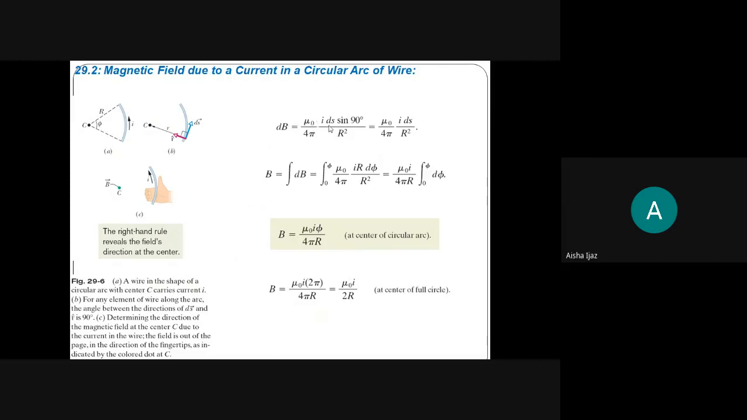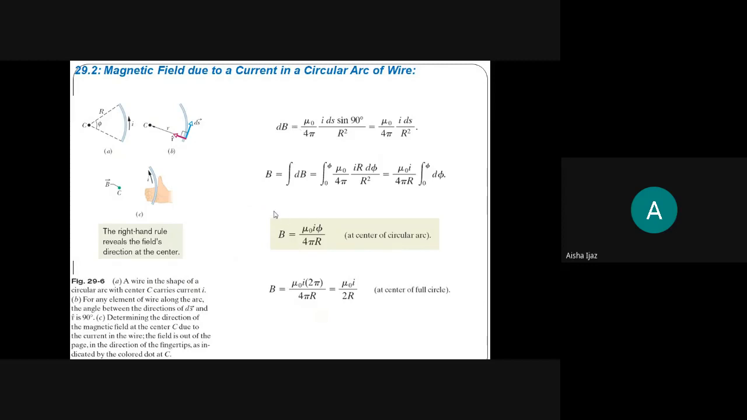You can see here the angle is 90 degrees, so it's simplest to use the Biot-Savart law: mu naught over 4 pi I ds sine theta over r square. Small r is replaced by capital R square, because for this particular case, this is the radius of the arc. So here it's capital R. Theta is 90 degrees, so you get mu naught over 4 pi I ds over R square. This is for the single patch.